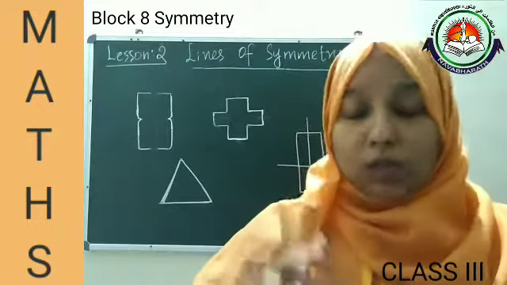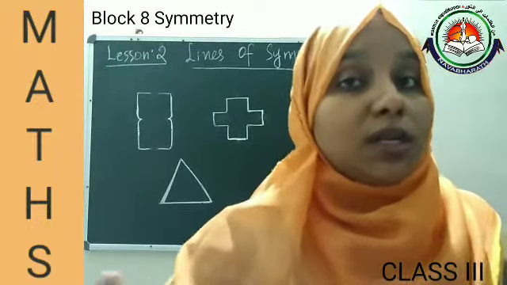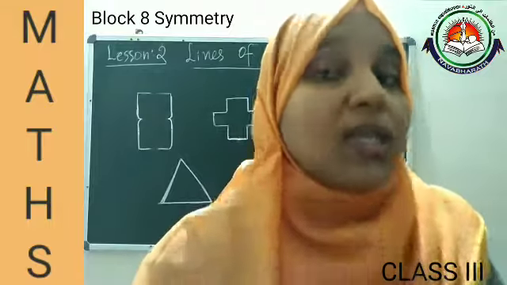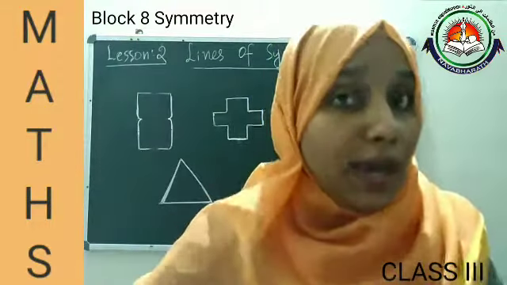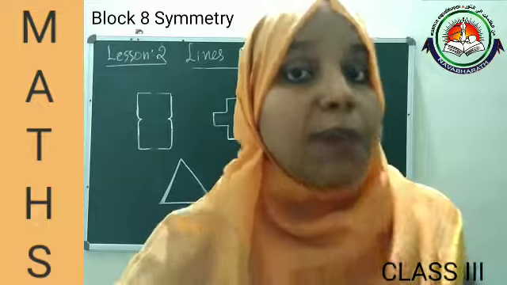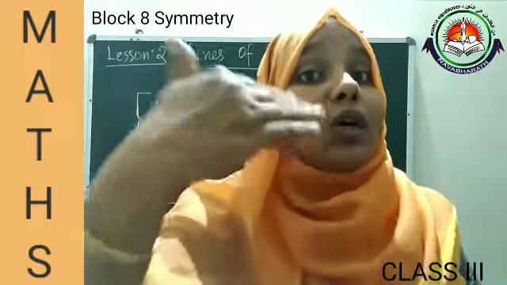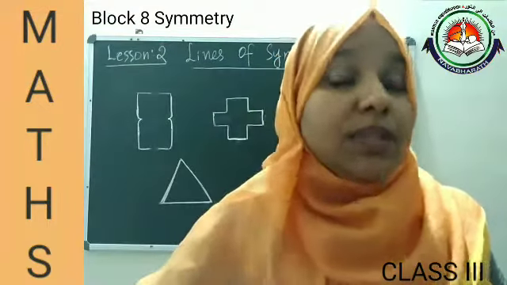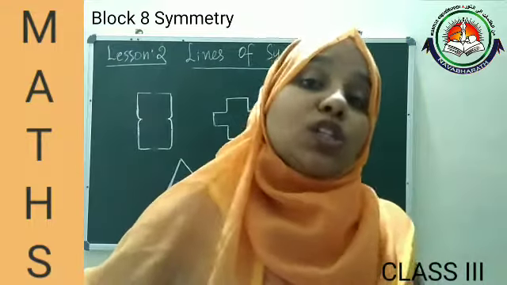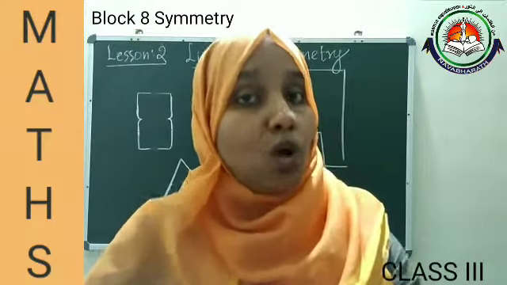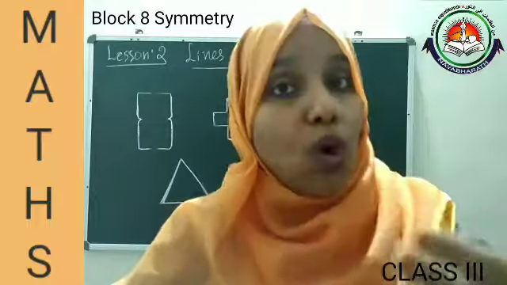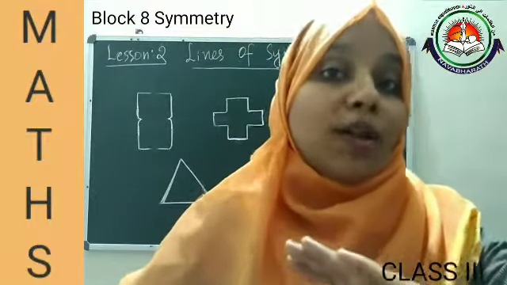Understood? Lines of symmetry means how many ways we can fold a two-dimensional shape into two equal halves. That is called lines of symmetry. How many ways we can fold or cut a two-dimensional shape.